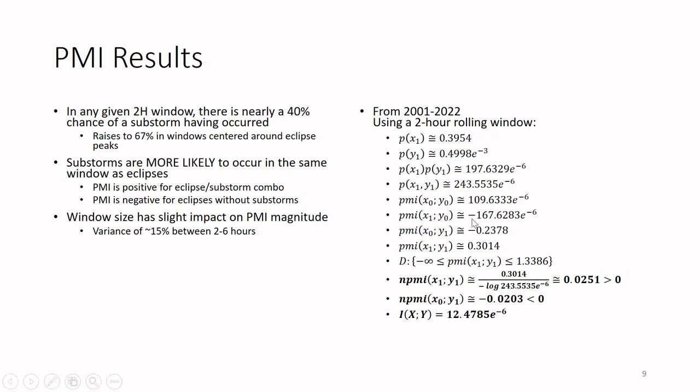Then we go through a process of looking at the PMI scores for each of the possible scenarios, right? So this one is no substorm and no eclipse happening. We get a very small value. We get a substorm happening, but no eclipse happening. We get another very small value. We look at substorms not happening during an eclipse, and we get a negative value. And then we look at substorms happening during an eclipse, and we get a positive value.